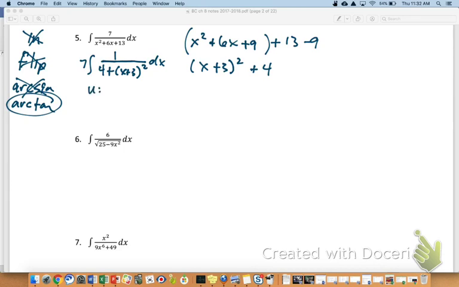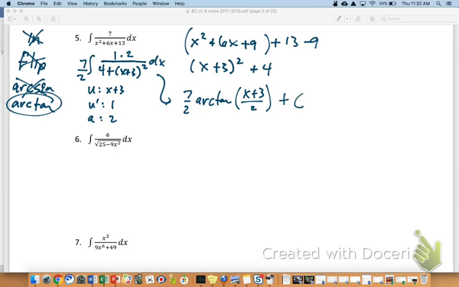So u would be x plus 3, u prime would be 1, but then the a value, that's the one, right? Yeah. A is 2, so the numerator needs to be a 2. So I'd go times 2 divided by 2. So 7 halves arctan x plus 3 over 2 plus c.